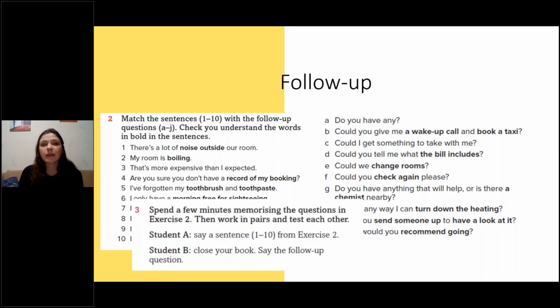Just spend a few minutes memorizing the questions in exercise 2, then work in pairs. Student A, say a sentence from exercise 2, student B, say the follow-up question. Yeah, so we practice this whole set. They will remember not just the word, but the whole expression, made from 2 sentences. Role play, yeah, with 1 sentence. Yeah, role play them. Sure.